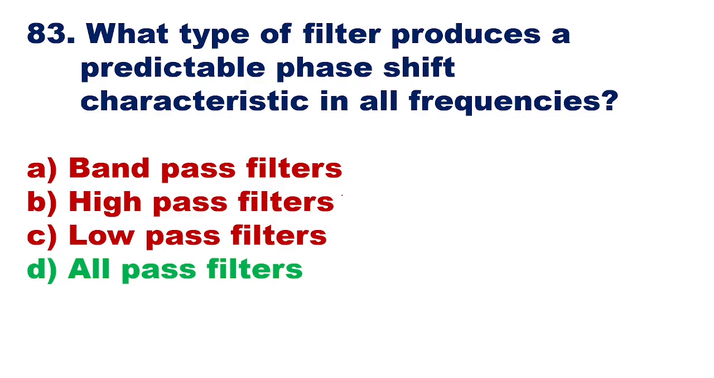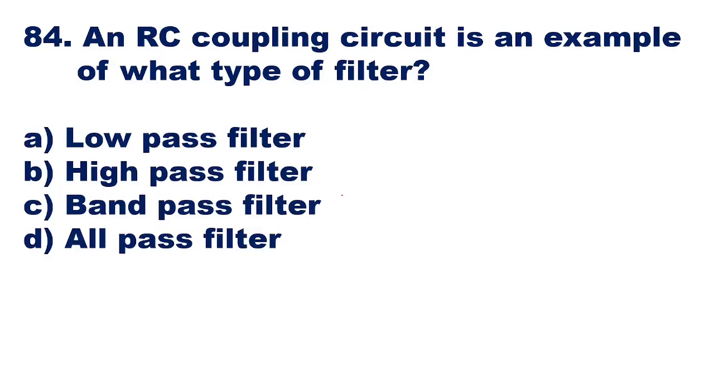Then we'll go to the next question, question number 84. An RC coupling circuit is an example of what type of filter? Now if you see the combination of an RC coupling circuit, the coupling will be in series with a capacitor, and then we have a resistance where the voltage is developed, and then you are going to get the output here. So this is the input. This is your RC coupling.